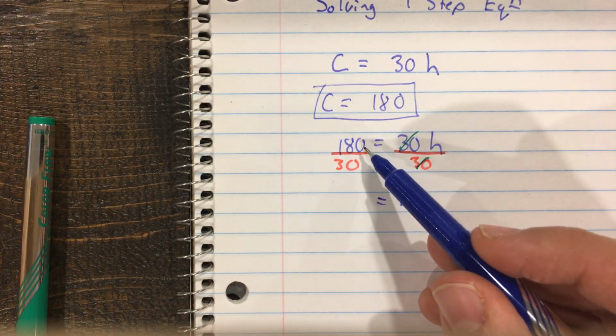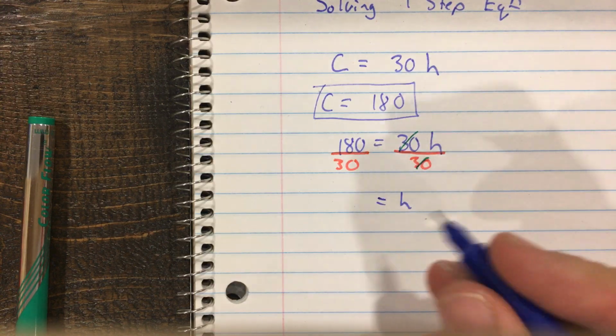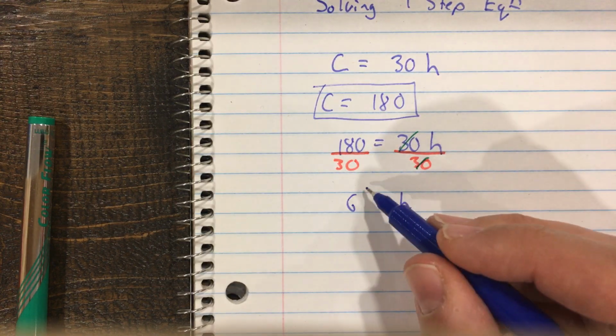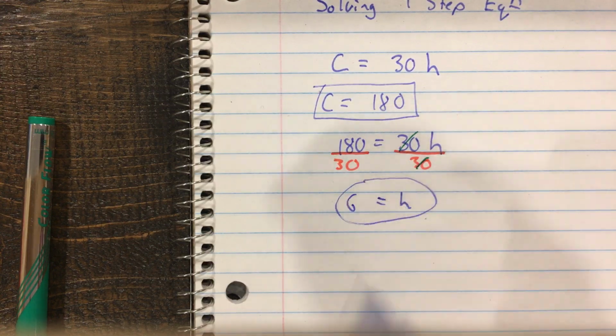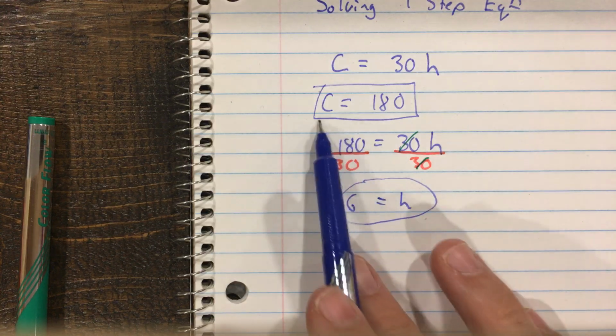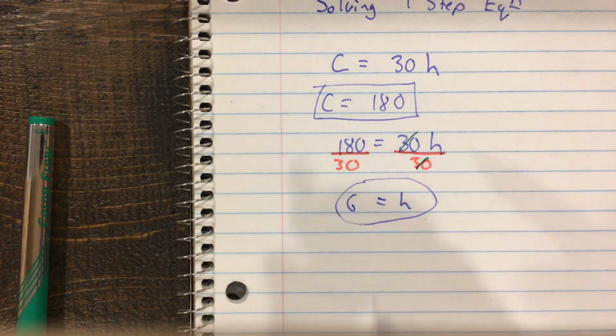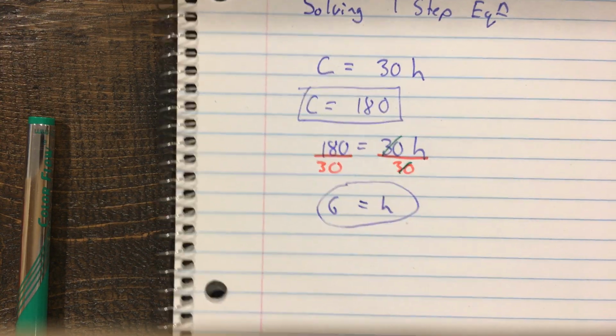And 180 divided by 30 is going to leave you 6 when you divide it out. Therefore, if you used a canoe for 6 hours, your cost would be $180. And that's how you solve that one-step equation.